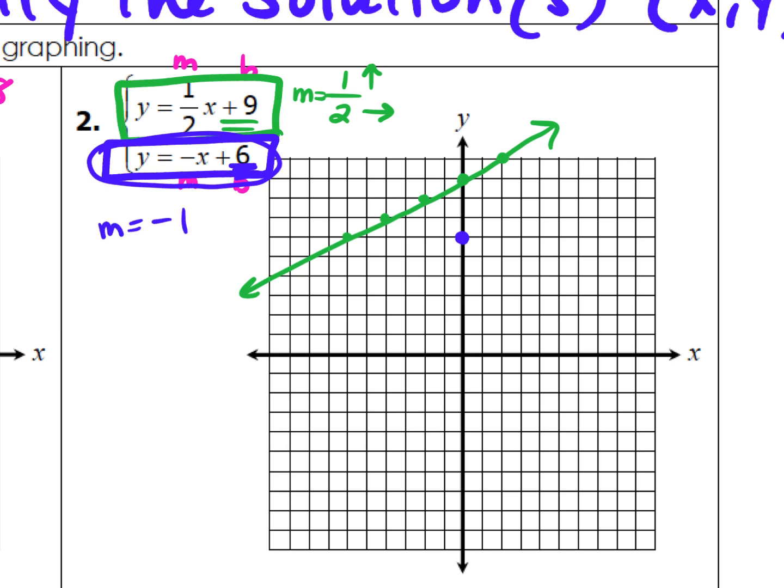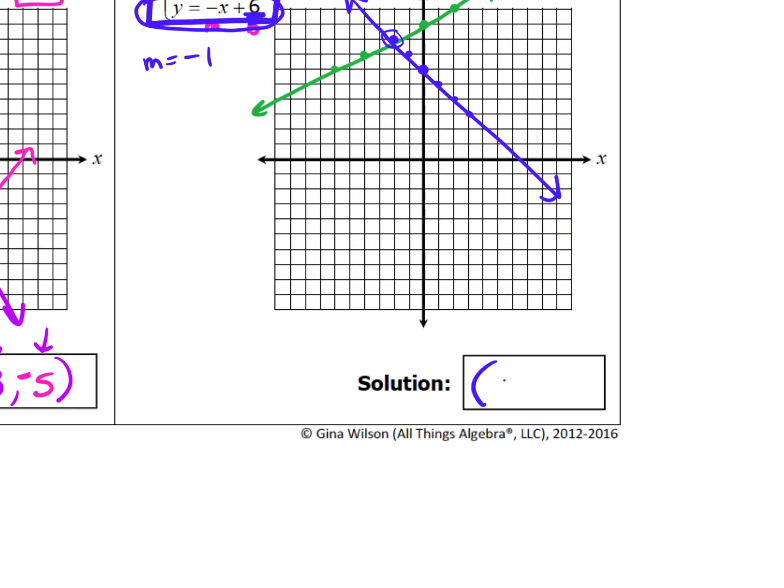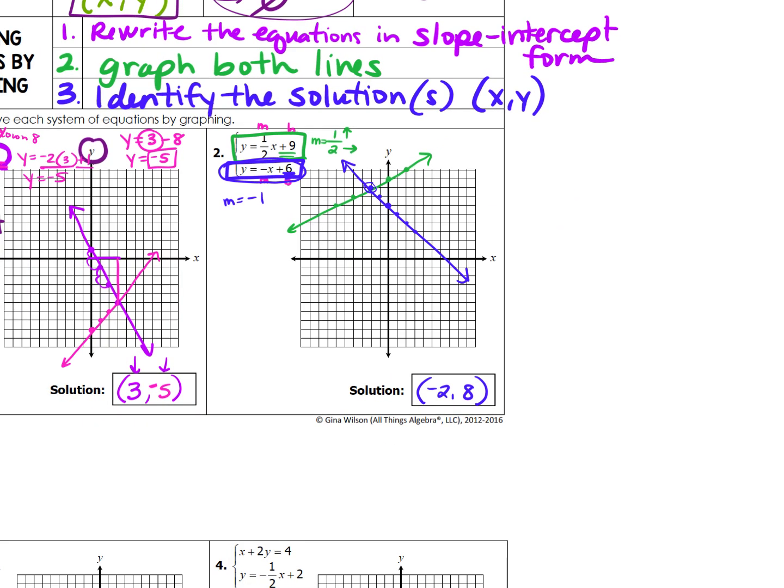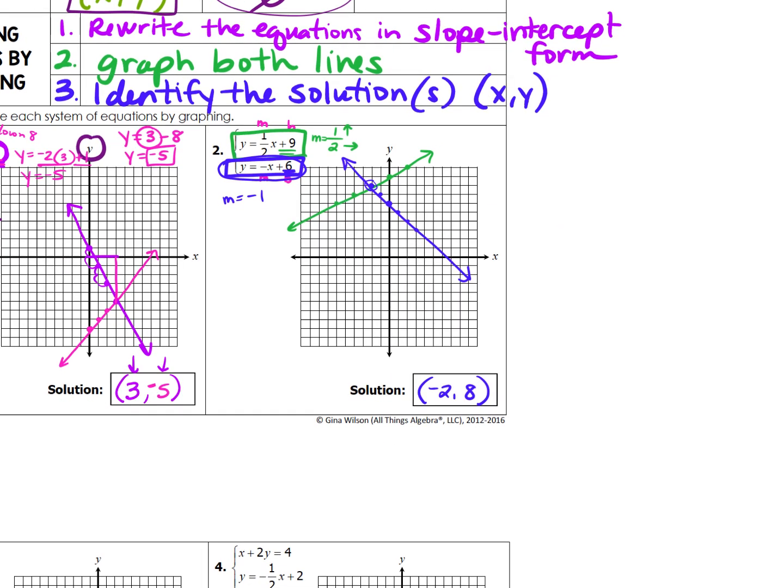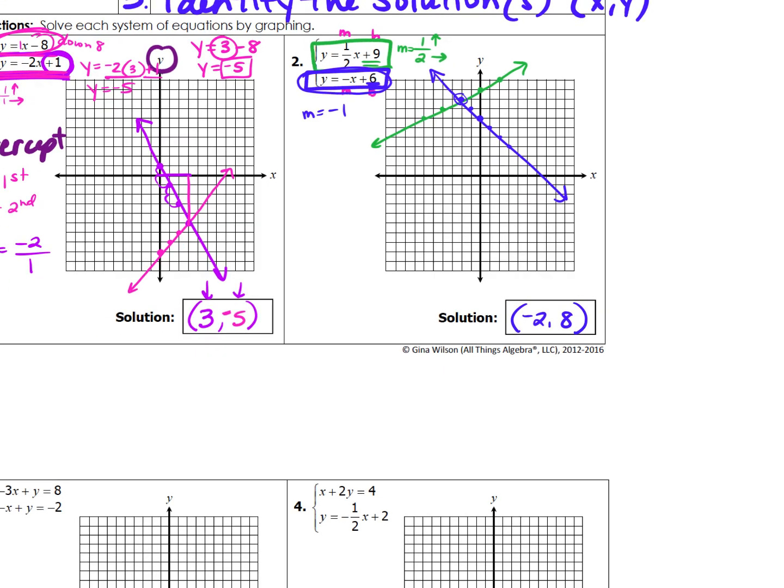So -1 means you go down 1 to the right 1, down 1 to the right 1, down 1 to the right 1. But look if we go the opposite way, we hit at exactly that point. That's your answer. That's your solution. Okay? So -2, 8 is your answer. All right? Questions on that? Okay. Moving right along.